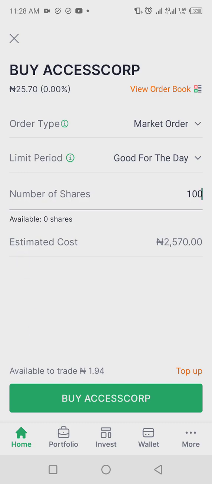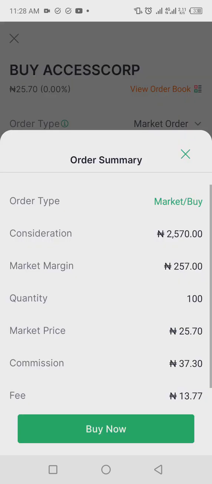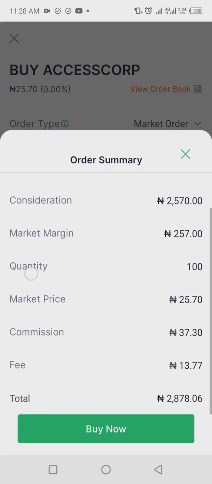Now see this, available to trade. All I have in my account is 1 naira 94 kobo. So I can't buy Access Bank shares. If I click on buy now, they'll show me insufficient funds. But let's click and see. Buy Access Corp. Is that okay? There. So this is the analysis.